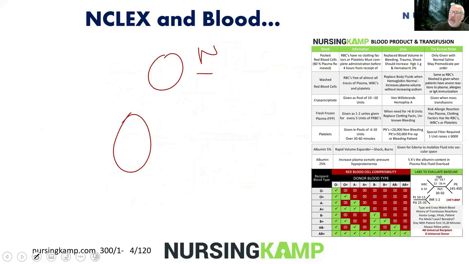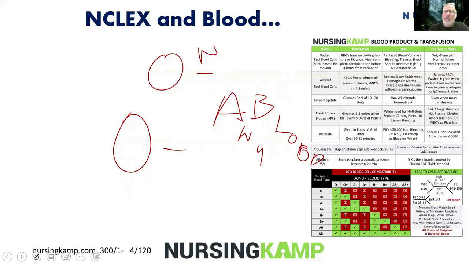So the universal recipient can receive any blood, and that's what makes them the universal recipient. All right, that's a good place to stop. I think we'll come back and take a break, and then we'll continue on with blood and blood administration, transfusion, and go from there. We'll come back at 1 o'clock and start with that.